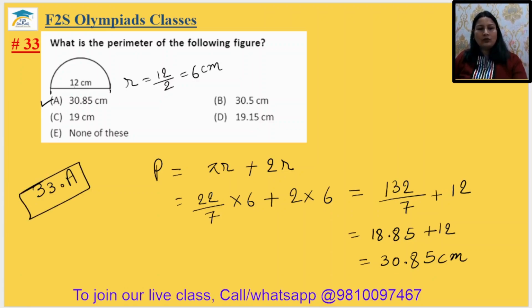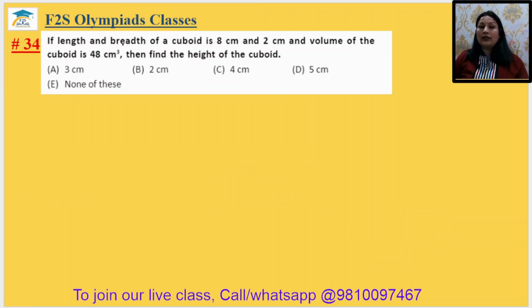Okay, come to question number 34. If length and breadth of a cuboid is 8 centimeter and 2 centimeter, volume of the cuboid is 48 centimeter, find the height of the cuboid. Okay, so we know that volume of the cuboid equal to length multiplied by breadth multiplied by height.